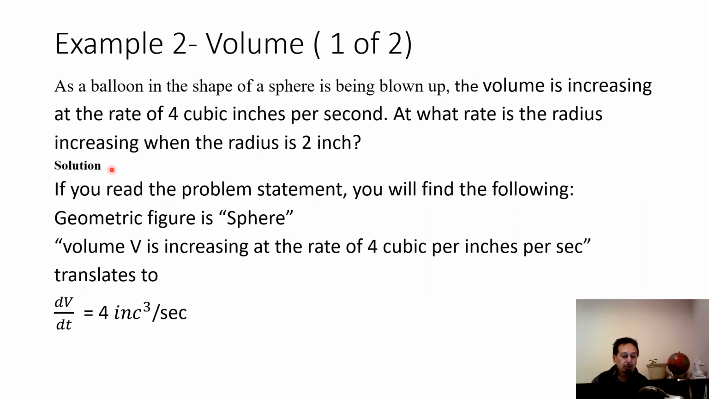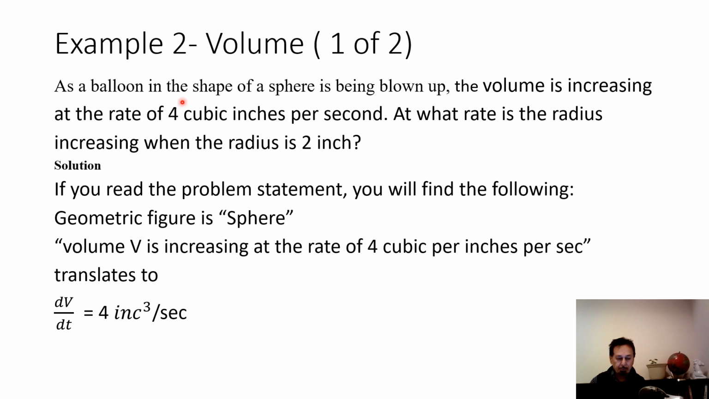Example 2. As a balloon in the shape of a sphere is being blown up, the volume is increasing at the rate of 4 cubic inches per second. At what rate is the radius increasing when the radius is 2 inches?